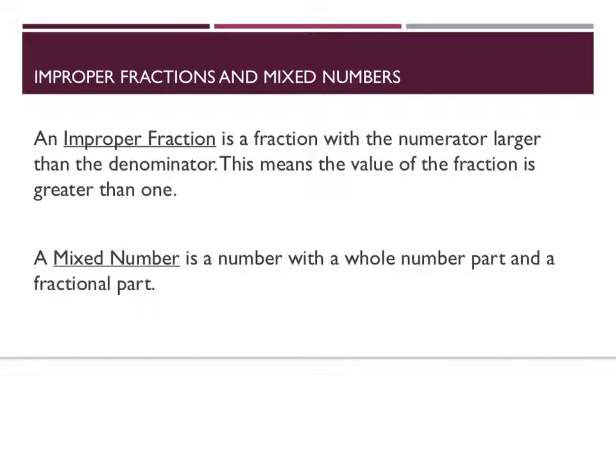An improper fraction is a fraction with a numerator larger than the denominator. That means the top number is bigger than the bottom one. And that tells you that the value of the fraction is more than 1. A mixed number is a number that has a whole number part and a fraction part.